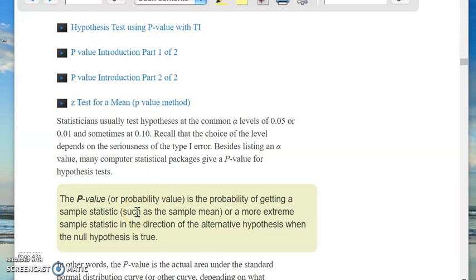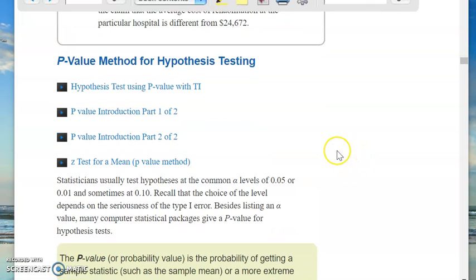Okay, we are in chapter 8 still. This is section 8-2, and this is recording number 4. Okay, we're at the end of section 8-2, and we're going to talk about this other method here called the p-value method. Now, let's get some context on this.